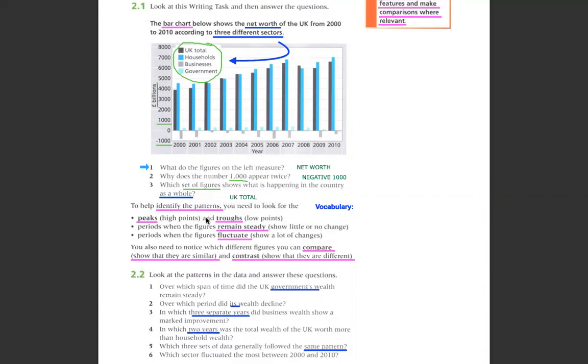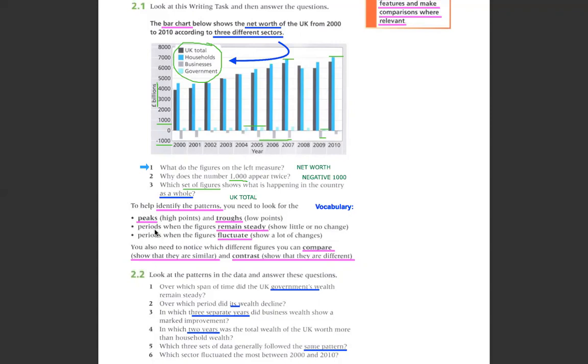So now let's look at some vocabulary that we can use to identify patterns. These are all really important. You can write them down if you don't know them. So we speak about the peaks, which are the high points. So these here would be the peaks. Then we speak about the troughs, which are the low points. So this here would be the troughs, okay? Or if we look at government, which is light blue, the trough would be over here. This is the lowest point. The peak would be over here. This is the highest point, okay?